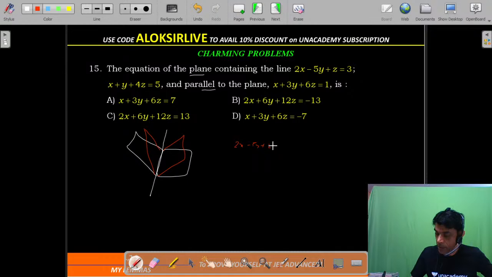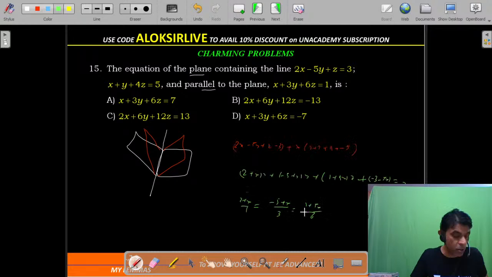So I'll write this: (2 plus lambda) by 1, (2 plus lambda) by 1 minus (5 plus lambda) upon say 3, and (1 plus 5 lambda) upon 6. You can find lambda from here and check that indeed you are getting it, because we have assumed parallel to the plane. It may not be parallel, so it is indeed parallel to this plane. So we'll get this one, and the way I got it, you'll get A as the answer.